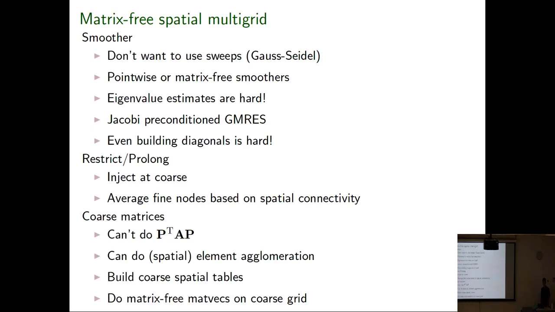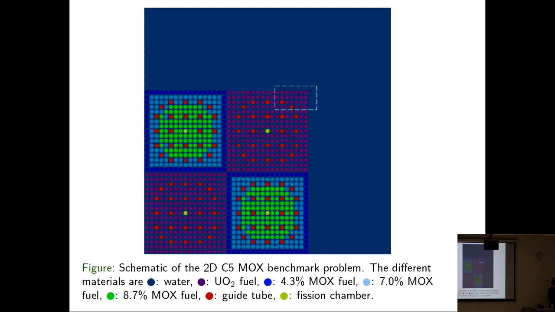So, of course, you might say, well, this looks like a terrible multigrid for an advection type problem. And you're right. The good news is, though, it's not as bad as you might think.